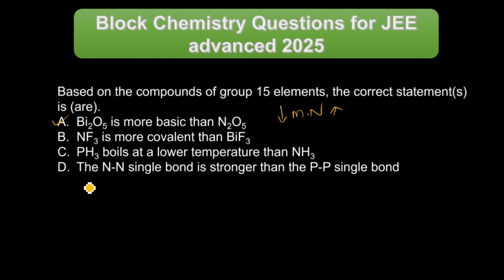So this is true. And NF3 is more covalent than BF3. Once again, metallic nature will increase if we are moving down the group. So what will happen? The ionic character will increase.